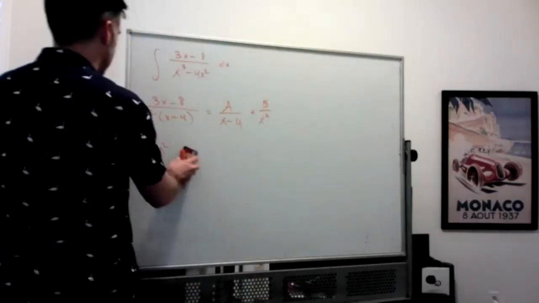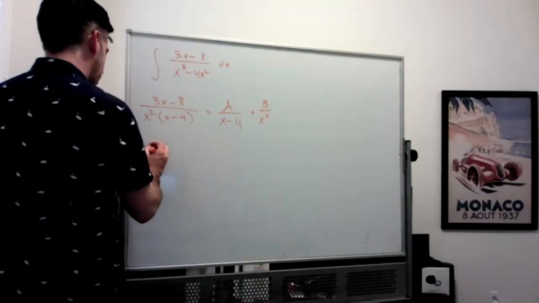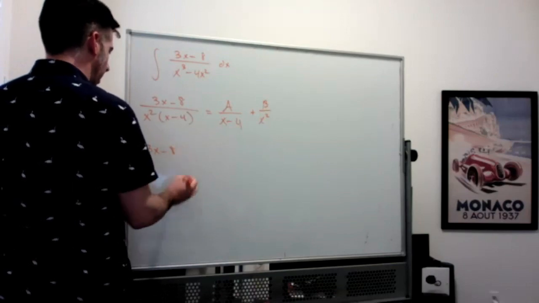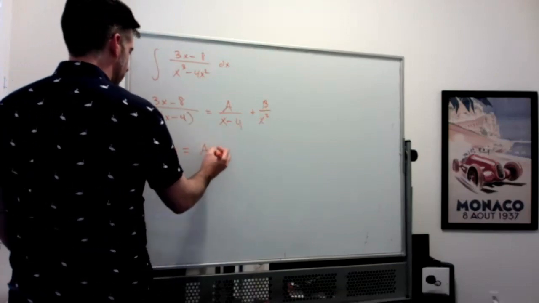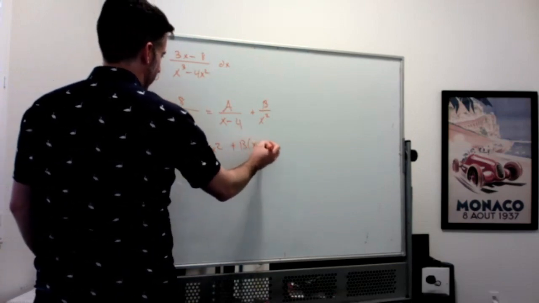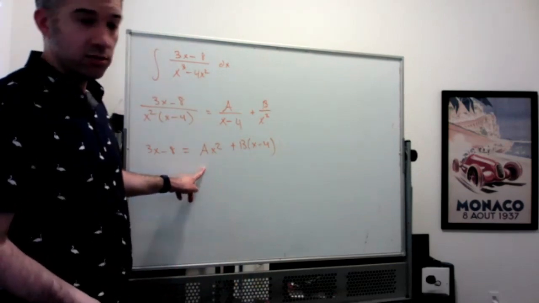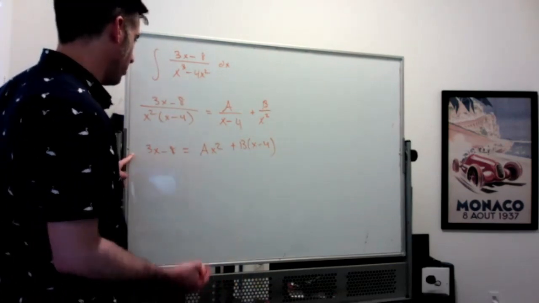If you multiply both sides by the common denominator, you get 3x minus 8 on the left. You get A times x squared plus B times x minus 4 on the right. So A has to be 0, right? Because there's no x squared coming over here.